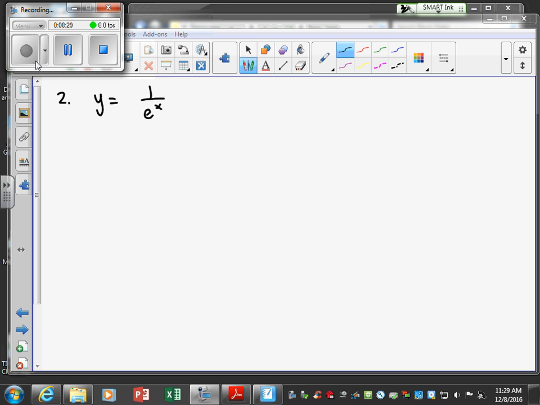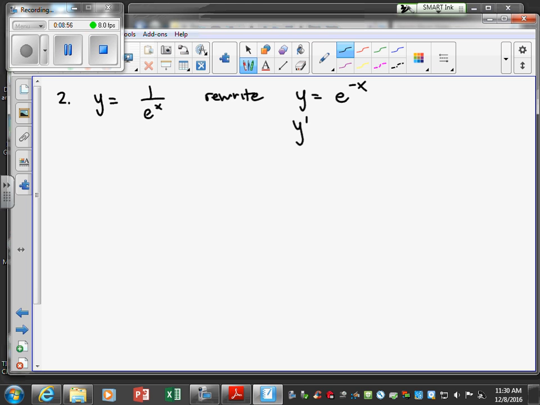Alright, what if we have something like this? 1 over e to the x. What's your first suggestion to me? What can we do instead of doing a product rule right there? We can have a simple solution, right? What if we move this up and we rewrite? What can I rewrite that as? y equals e to the negative x. Yes, now we can do the derivative of that.